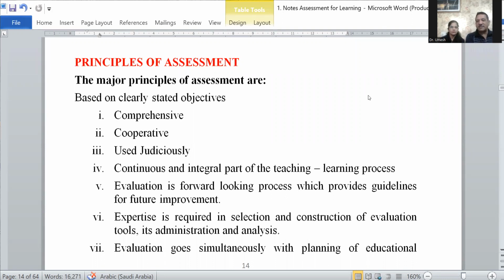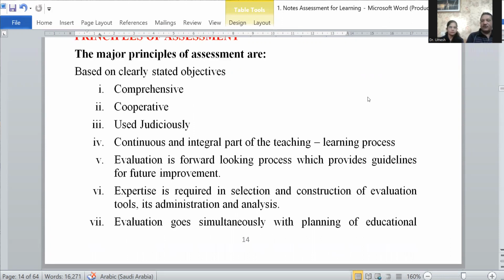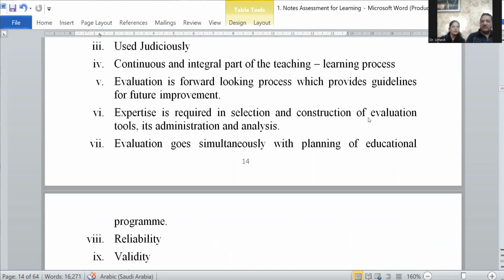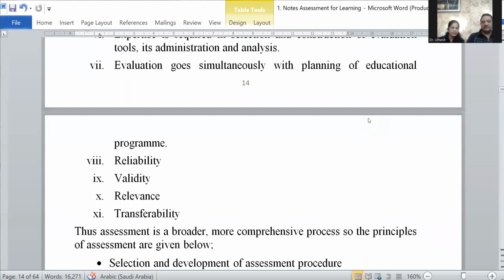The major principles of assessment are: comprehensive, cooperative, used judiciously, continuous and an integral part of the teaching-learning process. Evaluation is a forward-looking process which provides guidelines for future improvement. Expertise is required in selection and construction of evaluation tools, and administration and analysis. Evaluation goes simultaneously with planning of the educational program. It is reliability, validity, relevance and transferability.